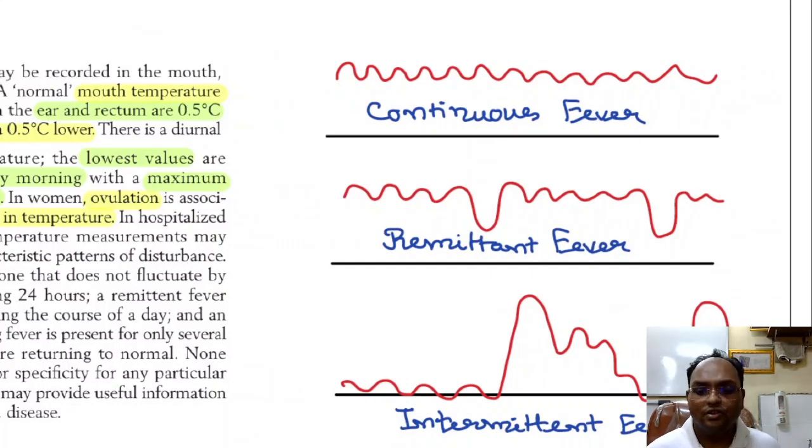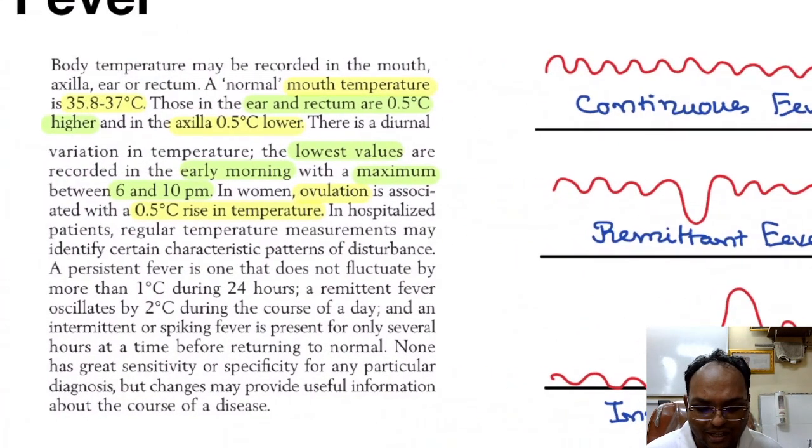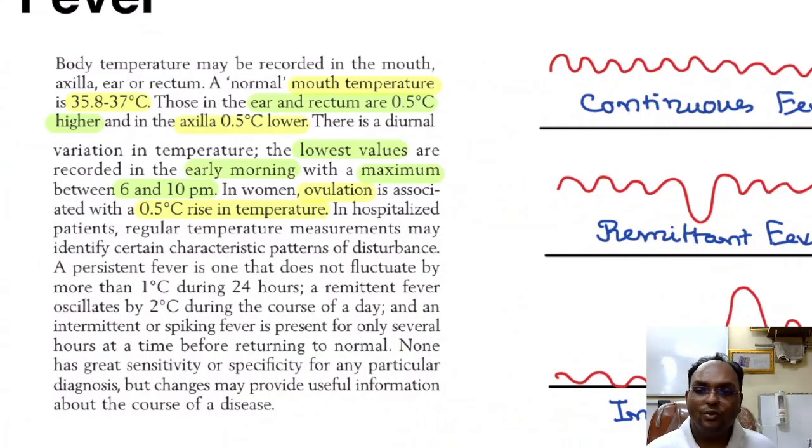The difference between continuous and remittent fever is that the difference between the maximum and minimum temperature, the fluctuation, is less than 1 degree in case of continuous fever, and more than 1 degree in case of remittent fever. Some books will give you 1.5 degrees Celsius and 3 degrees Fahrenheit. So you can quote whichever book you're taking.